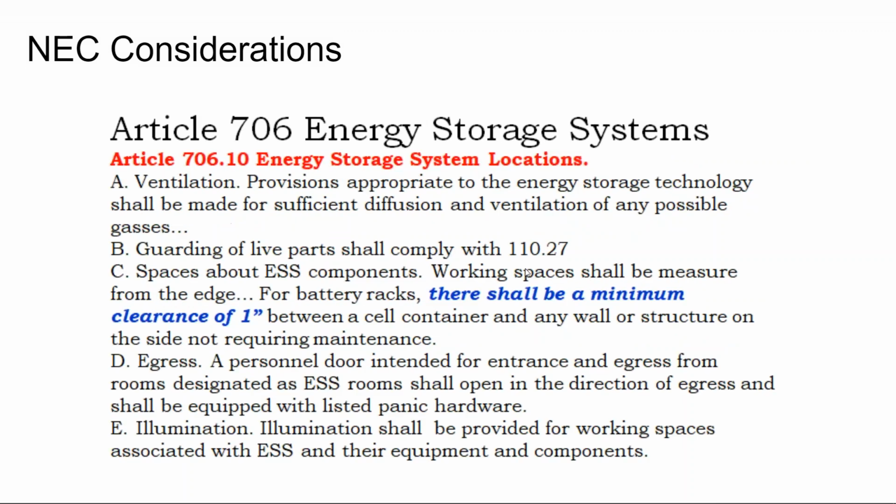So there are additional requirements for higher voltage battery banks. National Electric Code likes to repeat itself a lot, so we see the ventilation requirements come back in. We see a working space of 1 inch between the cell and any wall or structure that does not require maintenance. So the batteries have to be 1 inch offset from the wall. Egress and illumination. So those are kind of interesting. When you're doing a lithium ion bank, you have to make sure your areas are illuminated.